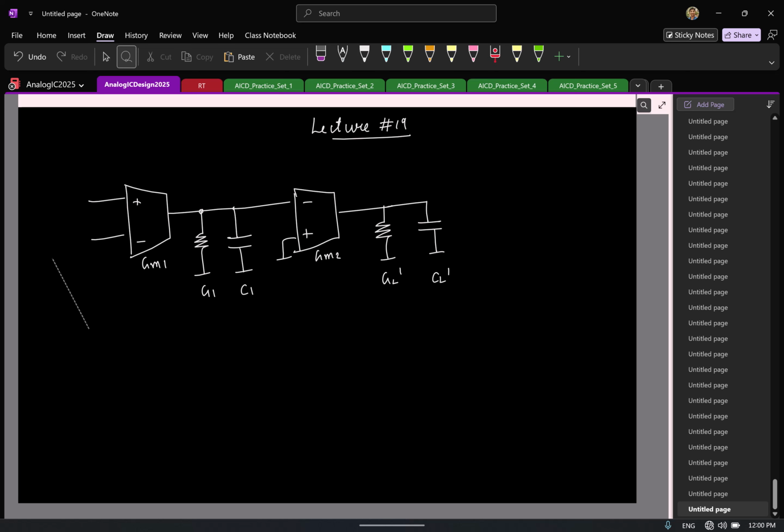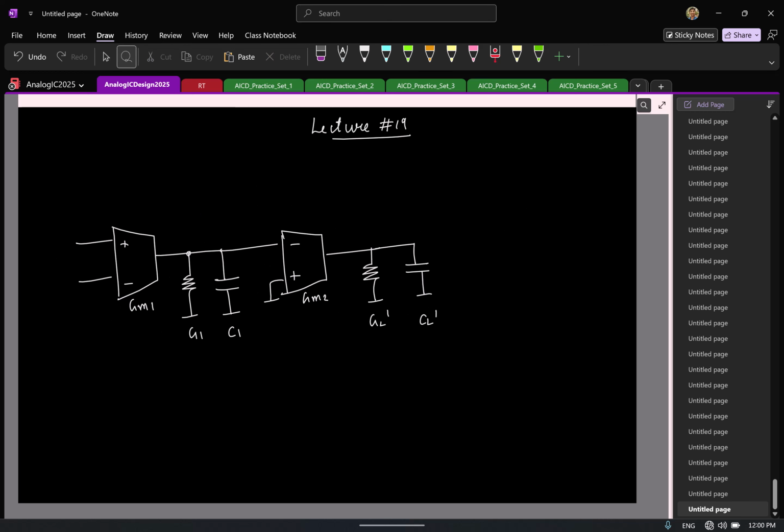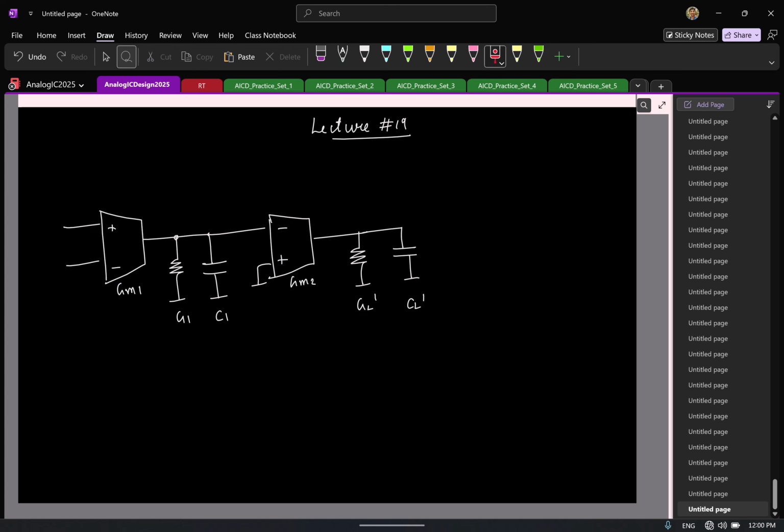As such, we know this is not really stable. If you put it in negative feedback, this might not be really stable. So what is the solution to make this stable? What did we do in Miller compensation? You put a capacitor across GM1 or 2? GM2. So let's say I go and put a capacitor here.